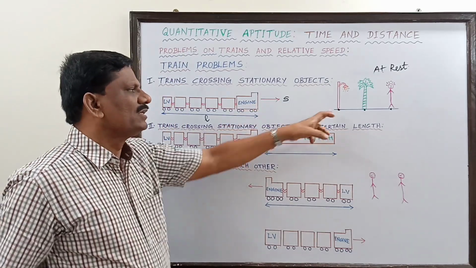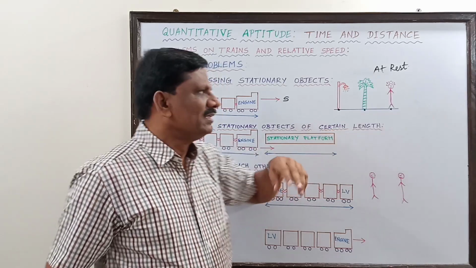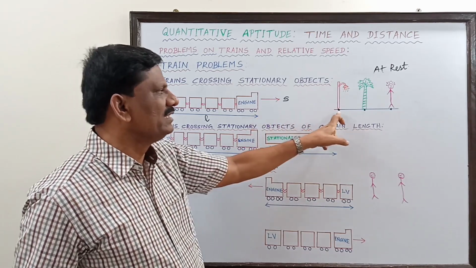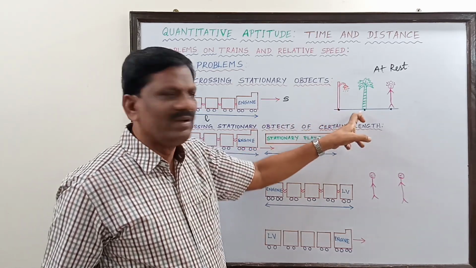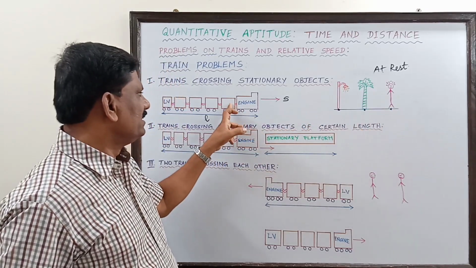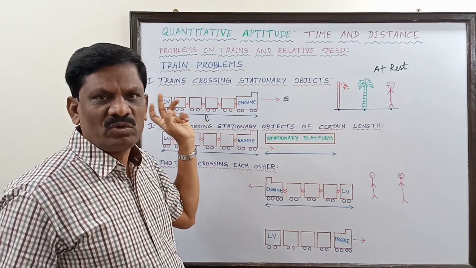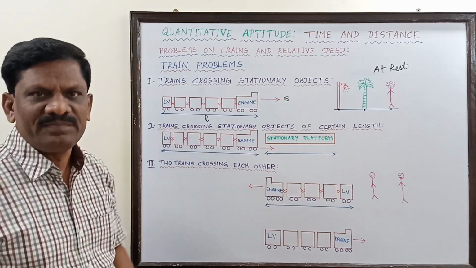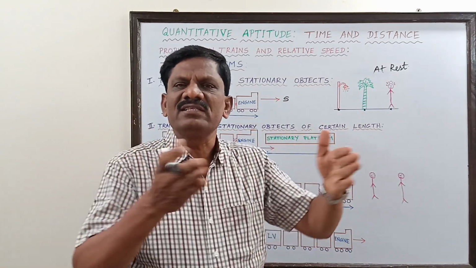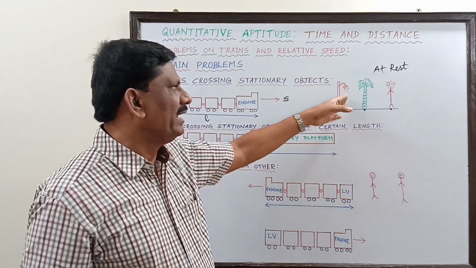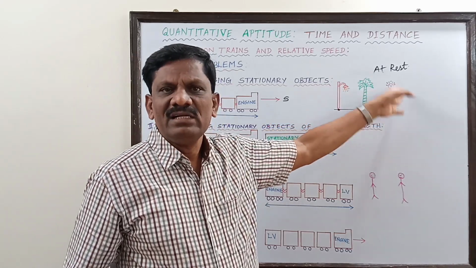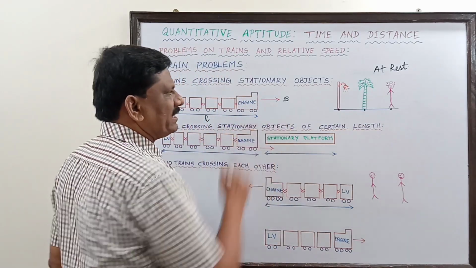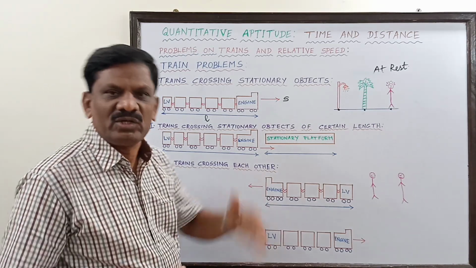When the train is going to cross these objects, the first portion of the train to cross them is the engine. So the engine has to reach the point first. Next, all the coaches will cross the same point, and finally the last vehicle will cross. So the total length of the train has to cross the point objects, namely lamp posts, trees and a stationary or resting man. In this case, how much time will this train take to cross these objects?